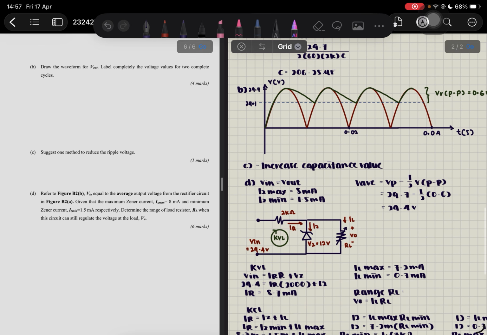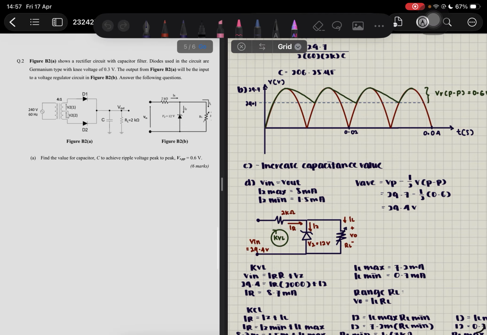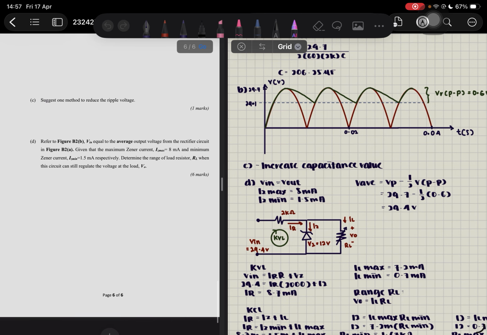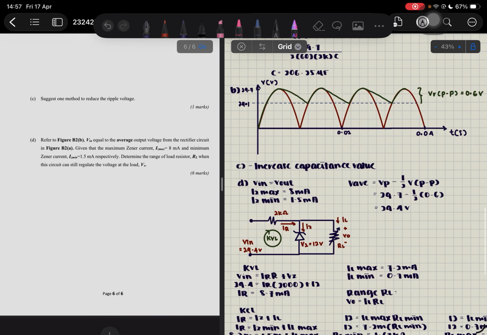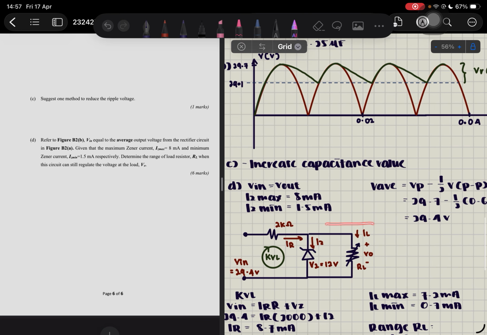Okay, for part D, it said that V in is equal to V average, IZ max is equal to 8 milliampere, and IZ min is equal to 1.5 milliampere. So determine the range of load resistor RL here. Here we can find the V average by VP minus 1/2 VRPP. So we get 29.4 volt.